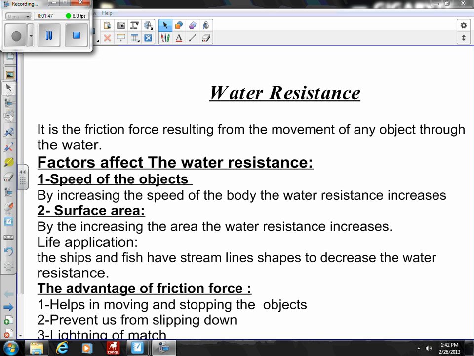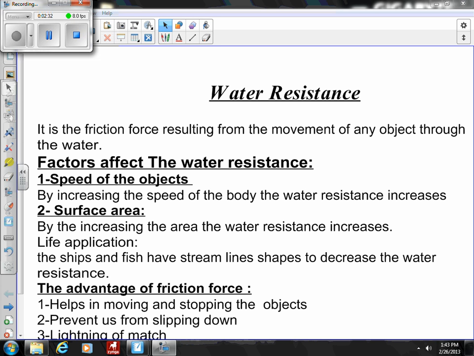Yes, Malak? The speed of the body. Now concentrate on number one, the speed of the body. What was the effect of the speed of the body on air resistance? Now I'm asking you about air resistance. Excellent. Thank you Malak, sit down. Malak said by increasing the speed of the object, air resistance increases.